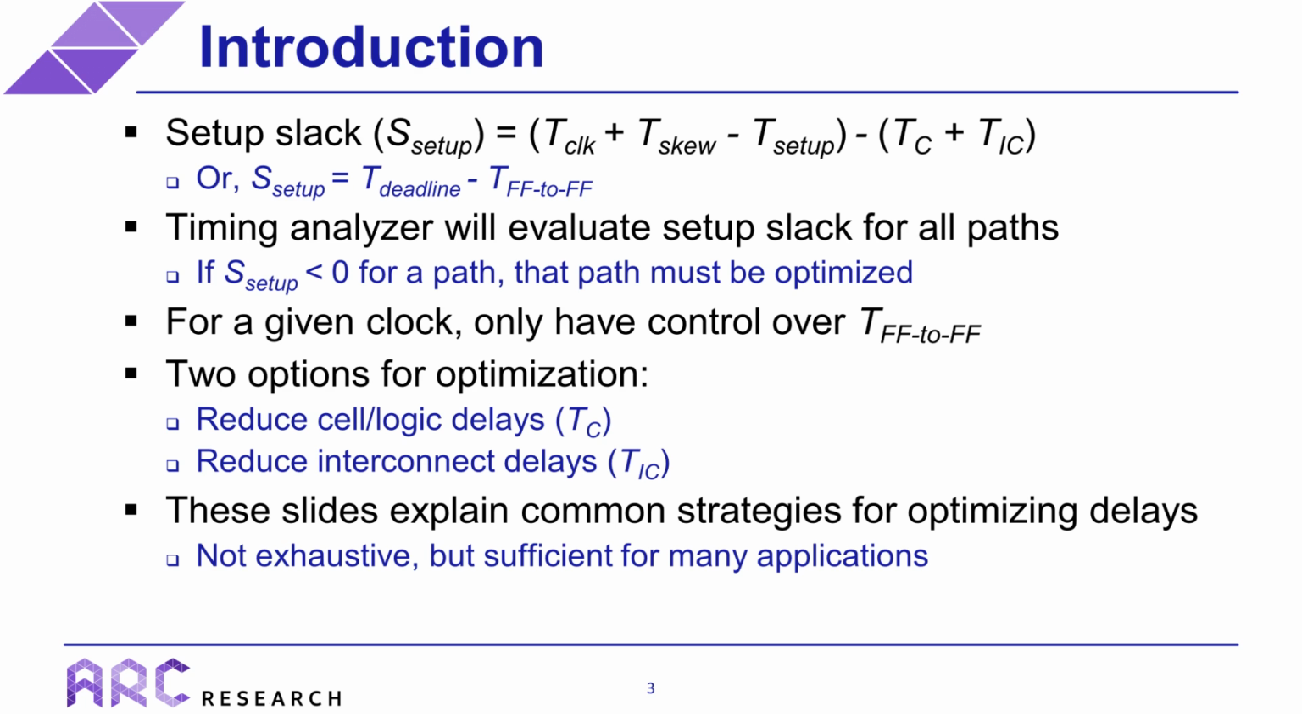So, how do we do this? Well, keep in mind that once we decide on a required clock period, we only really have control over the delay between flip-flops, which leaves us with two optimization options. One, reducing cell delays, and two, reducing interconnect delays. The remainder of this presentation will go over the most common optimization techniques for each of these different possible bottlenecks. This is by no means an exhaustive list, but I will be presenting techniques that are sufficient for many situations.